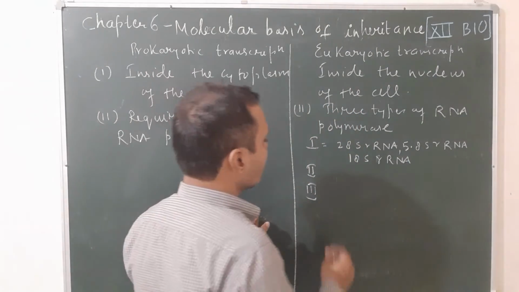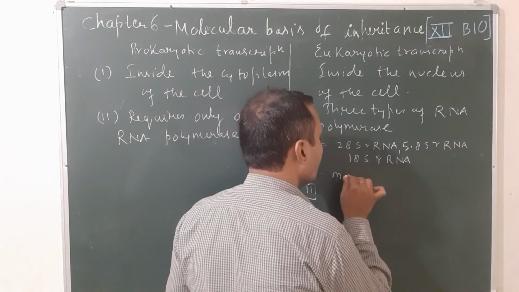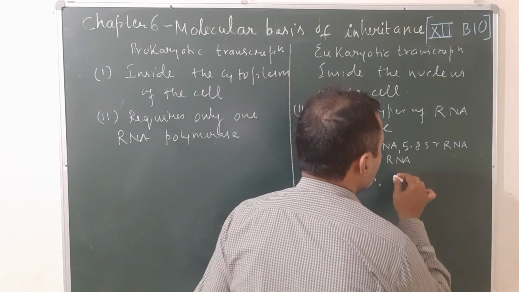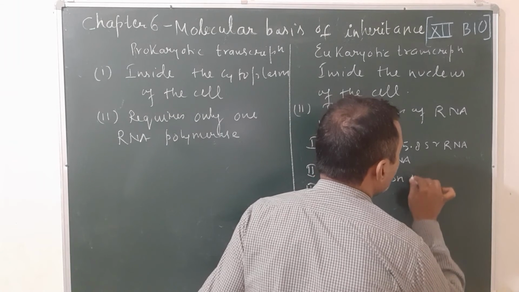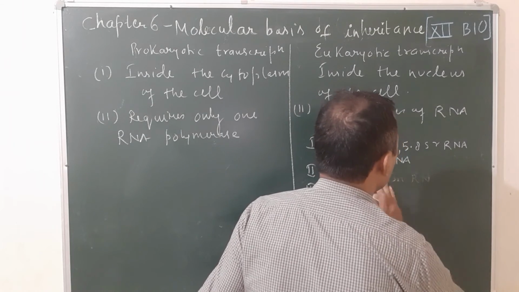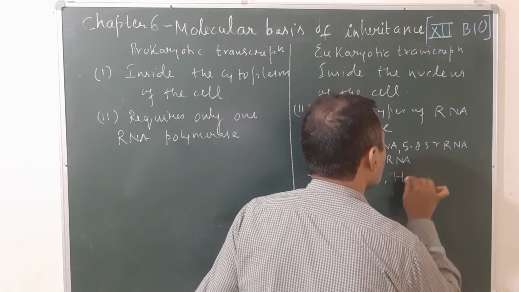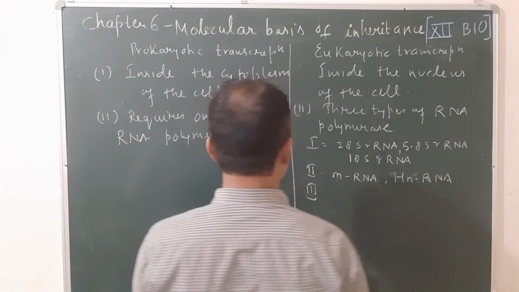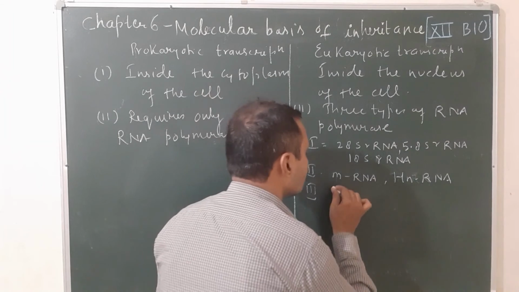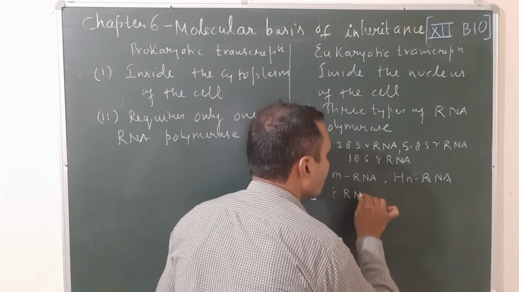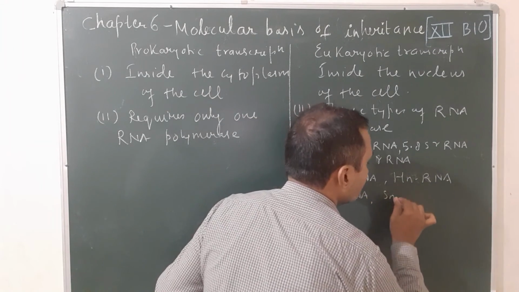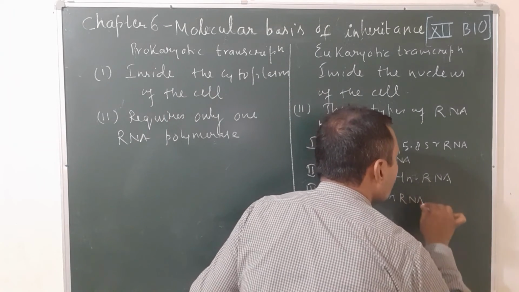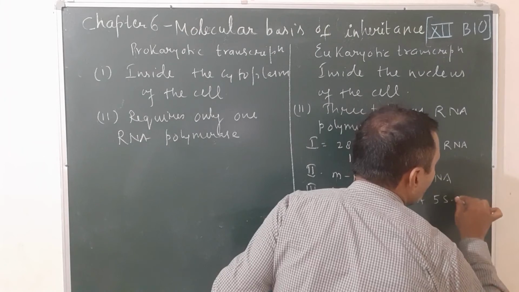RNA polymerase II synthesizes mRNA and also synthesizes hnRNA, heterogeneous nuclear RNA. And RNA polymerase III synthesizes three things, that is transfer RNA, snRNA, where sn stands for small nuclear RNA, and 5S rRNA.